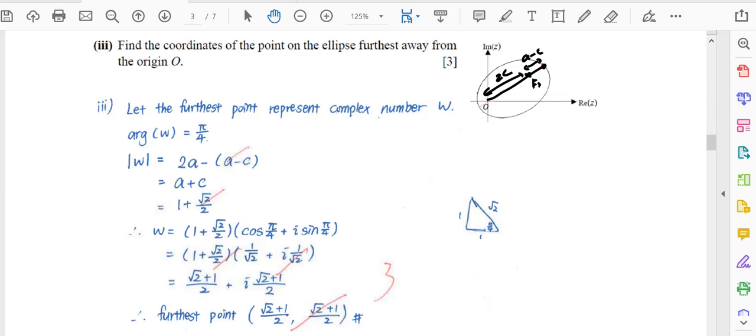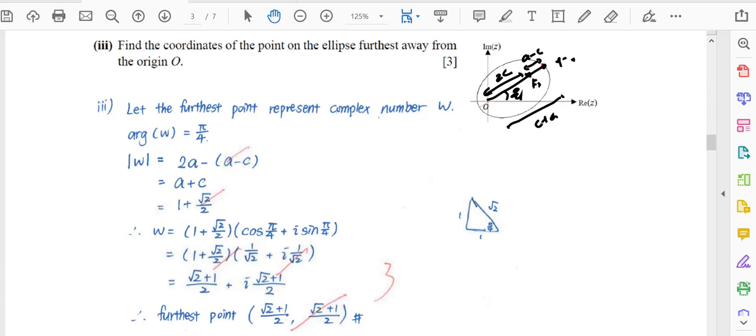So that will give this distance from O to the furthest point, actually C plus A. So that's what the working here is, right? And then you can work out the argument. I mean, no need to work out because it falls on the line y equals x. So therefore the argument is pi over 4.